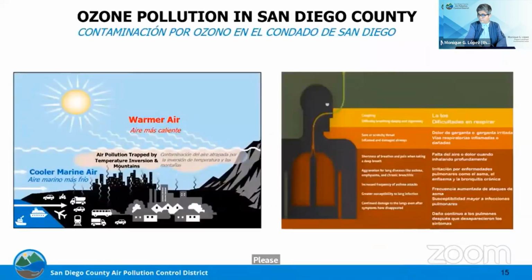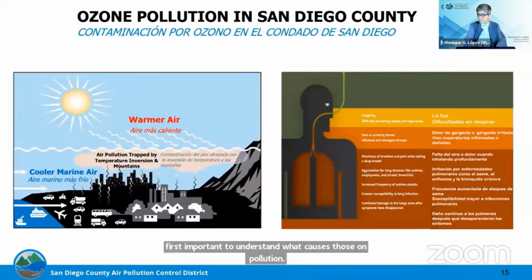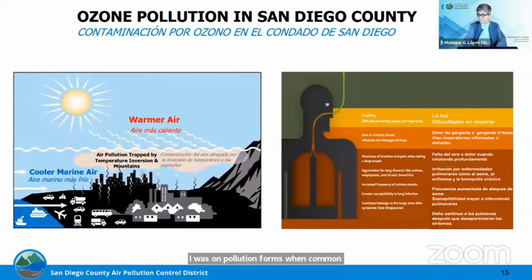It's first important to understand what causes ozone pollution. Ozone pollution forms when common air pollutants emitted by vehicles, off-road equipment, factories, consumer products, and other sources chemically react under sunlight and heat. San Diego County's topography makes it well suited to ozone formation. Air pollution is emitted along the coastline and blows eastward, where it cooks under sunlight to form ozone. It then gets trapped against our local mountains and results in higher ozone levels in our inland valleys and foothills. Thus, the district's ozone monitor at Alpine regularly exhibits higher ozone levels than coastal areas in the region.